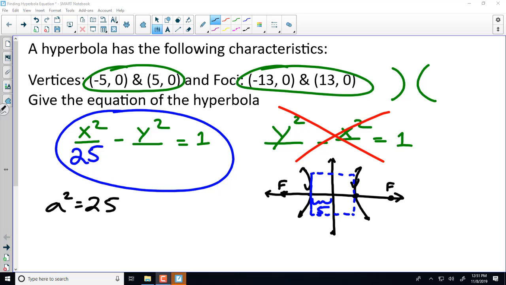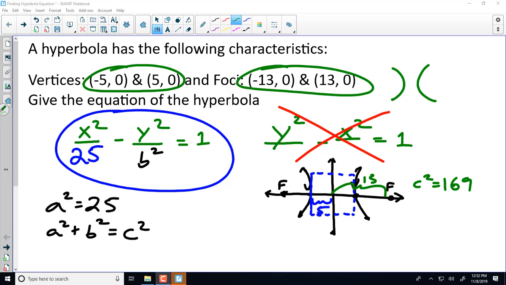Now the number we're looking for to put underneath y squared is b squared. And how do we find that? Well, a squared plus b squared equals c squared. We don't know b squared yet, but we can figure out c squared because c is the distance from center to focus. So since this distance right here is 13, that means c squared is 169, 13 squared.